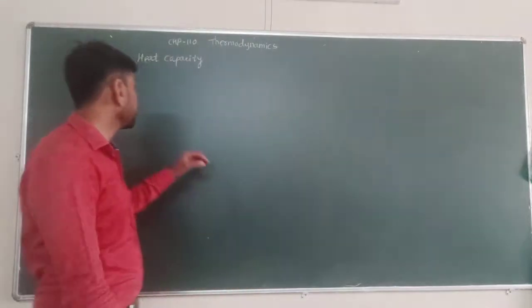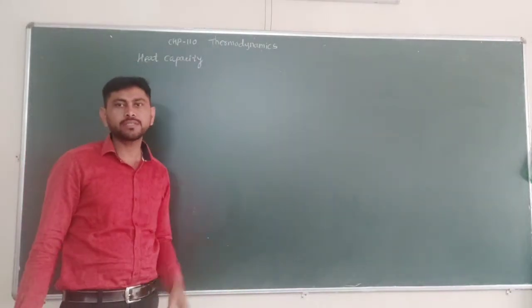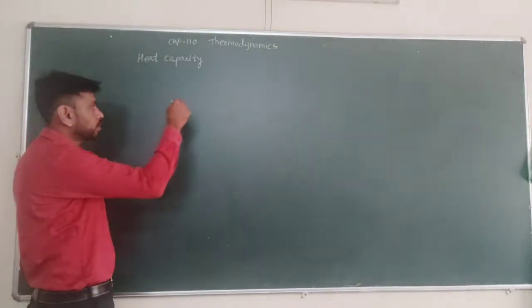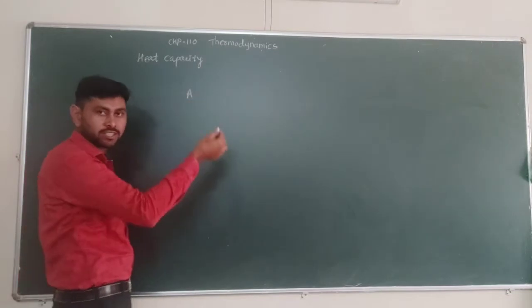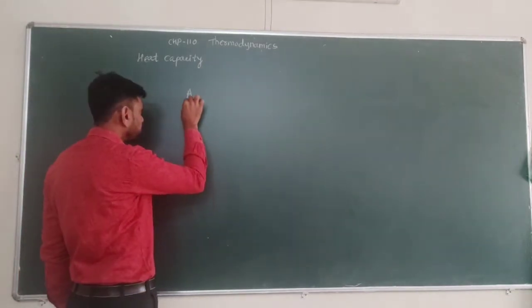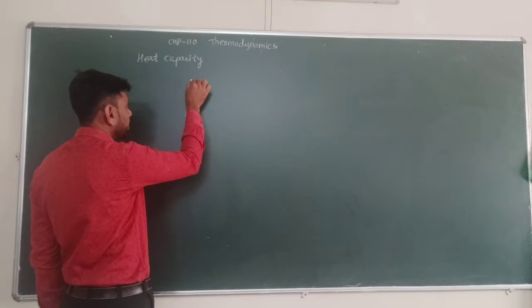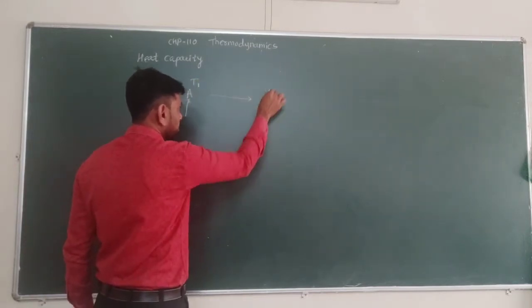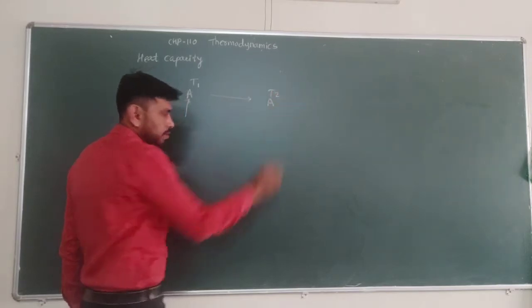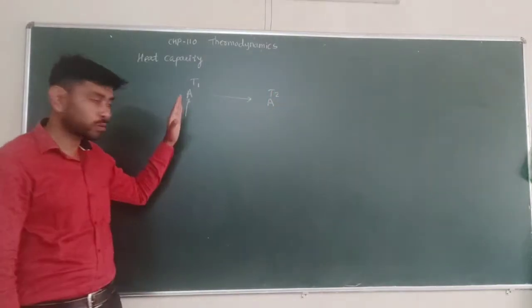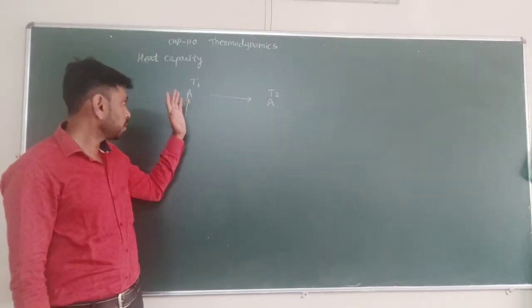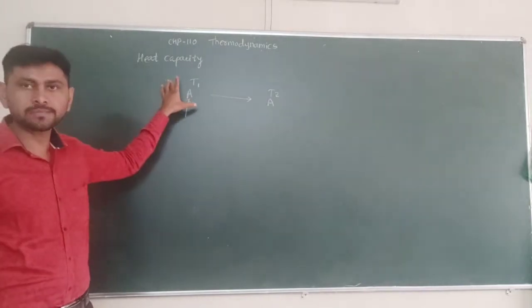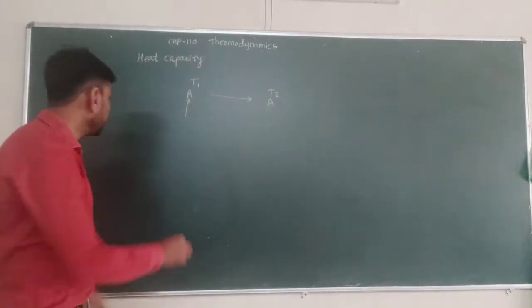Now the next point we have to study is heat capacity. Heat capacity is related to when we are heating any substance in a system. Suppose we want to heat an object A. Then we provide heat to this object A, which is at temperature T1, and after some time the temperature of this object increases. So if we want to heat this substance from a lower temperature to a higher temperature, then the concept of heat capacity occurs, and we can define heat capacity.